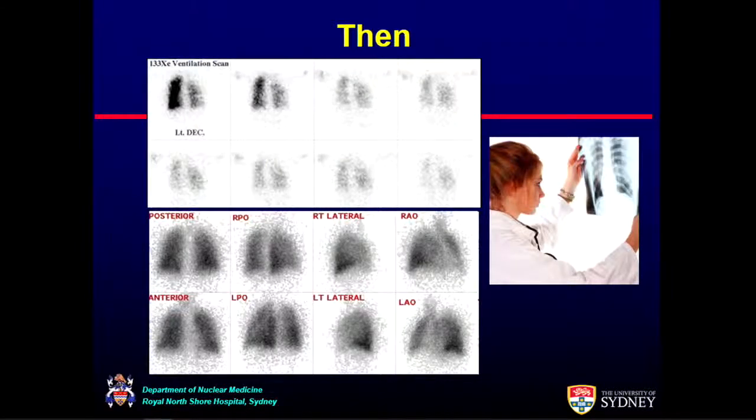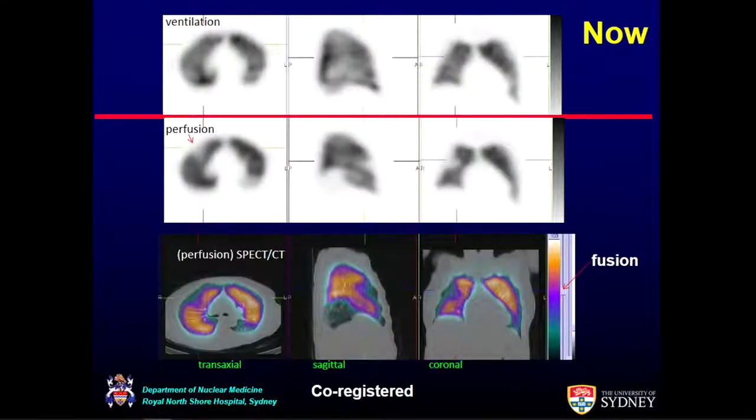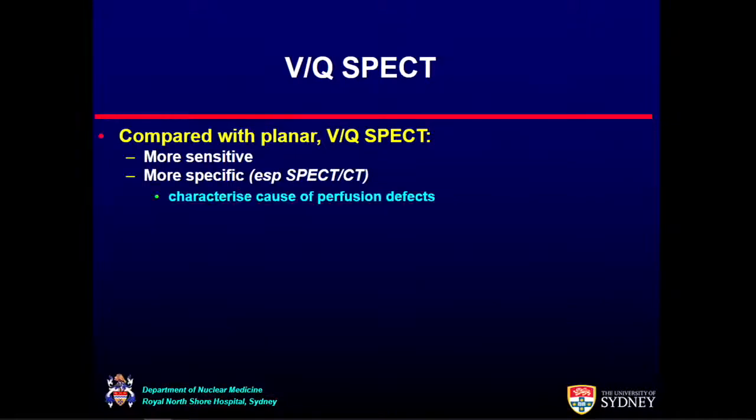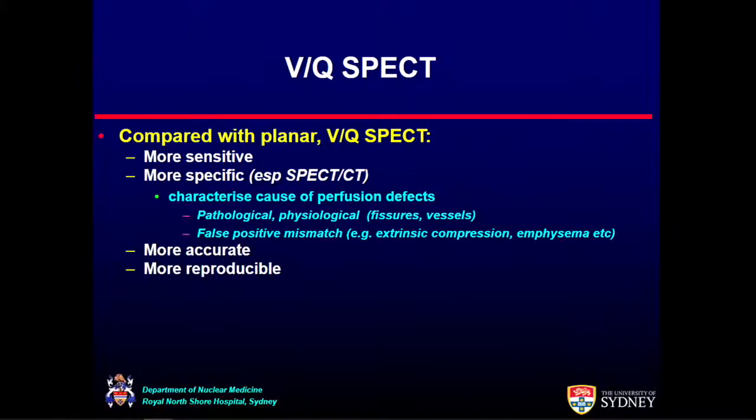So look, I think we've moved on. The days of having a planar lung scan and holding a chest X-ray up, they're over. We're now in the world of co-registered ventilation SPECT, perfusion SPECT, and in many cases, and increasingly, the world of SPECT CT. So in summary, compared with planar imaging, for the few of you in the room that are doing it, just remember that SPECT is more sensitive, it's more specific, and that specificity goes higher again when you add the CT. It's more accurate, it's more reproducible, your non-diagnostic rate becomes very low.